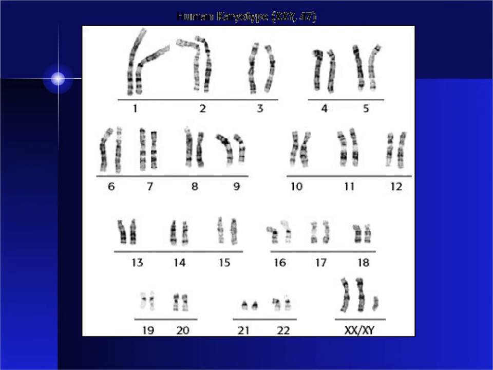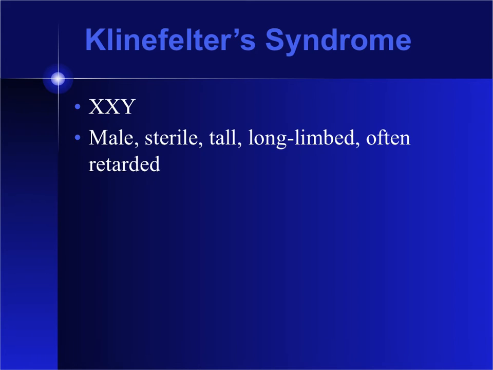And if you keep looking, you'll notice if you get all the way to the 23rd pair, or the sex chromosomes, there's 3 sex chromosomes instead of 2. 2 of them are X chromosomes, and 1 of them is a Y chromosome. So this particular karyotype has XXY for sex chromosomes. And this is a disorder called Klinefelter syndrome. Klinefelter syndrome results in a male, but they're usually sterile, meaning they cannot have children, and they're usually tall and long-limbed, and then they sometimes have some cognitive delays.